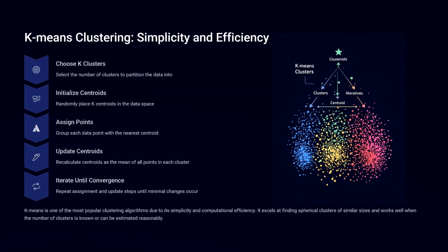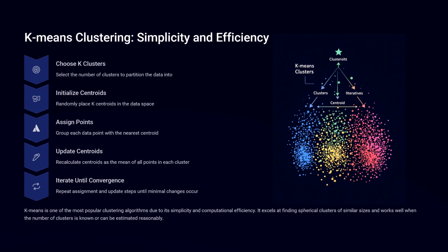K-means clustering, simplicity and efficiency. Choose K clusters: select the number of clusters to partition the data into. Initialize centroids: randomly place K centroids in the data space. Assign points: group each data point with the nearest centroid. Update centroids: recalculate centroids as the mean of all points in each cluster. Iterate until convergence: repeat assignment and update steps until minimal changes occur.